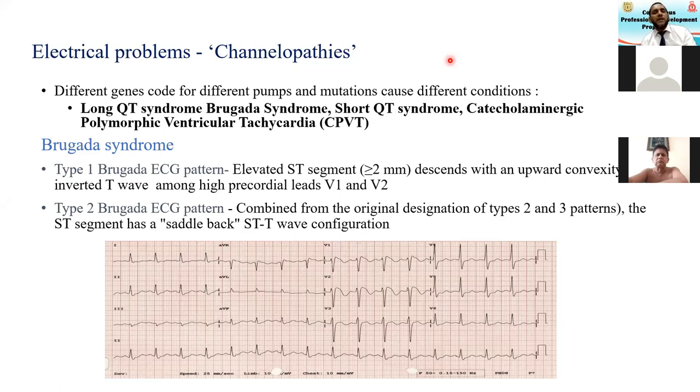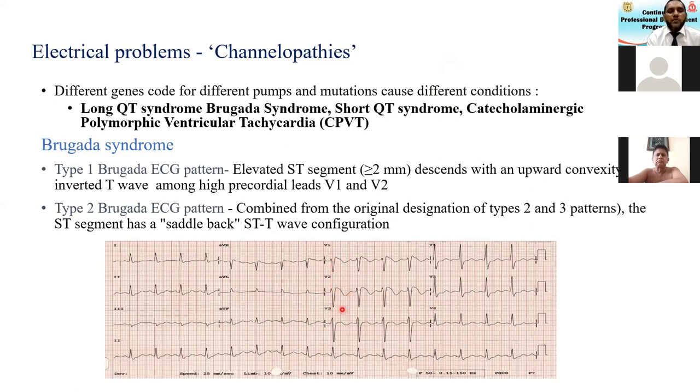Brugada syndrome is a channelopathy involving the sodium and potassium channels. There are type 1 and type 2 Brugada ECG patterns. In the type 1 pattern you will see an elevated ST segment with more than 2 millimeter ST elevation and upward convexity, a coved pattern, followed by T inversion. That is the main important thing, especially in V1 and V2. If you look at V1 to V3, there is coved ST elevation followed by T inversion. That's the most important thing.